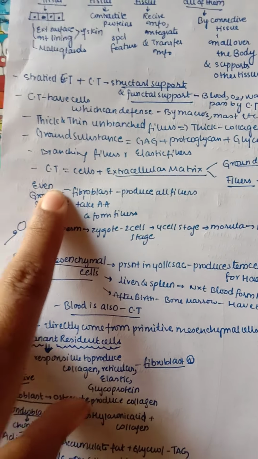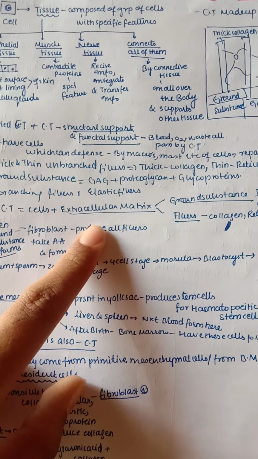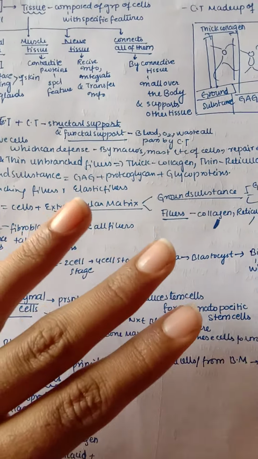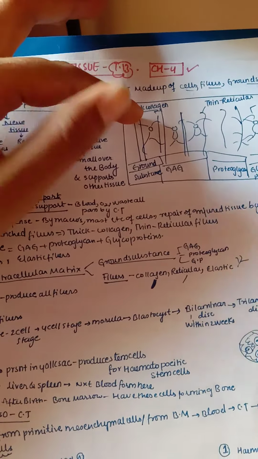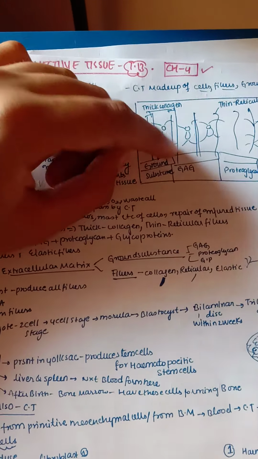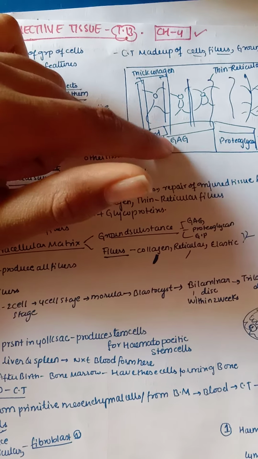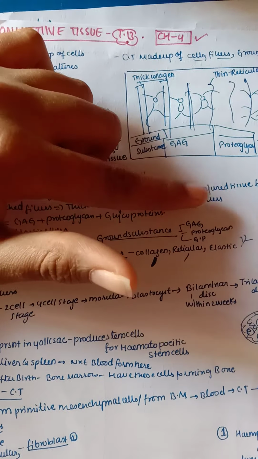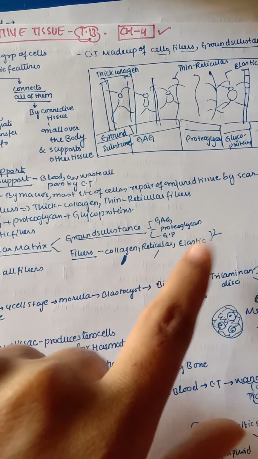So the connective tissue is mainly made up of cells. The cells may be fibroblasts, adipocytes and many other cells. And then the extracellular matrix, which is divided into two. Extracellular, as the name itself tells, means outside the cell. So these are the cells, and outside the cell we have the extracellular matrix, mainly consisting of the ground substance and the fibers. The ground substance, as we discussed already, is GAG, proteoglycan and glycoproteins, and the fibers are collagen, reticular and elastic.